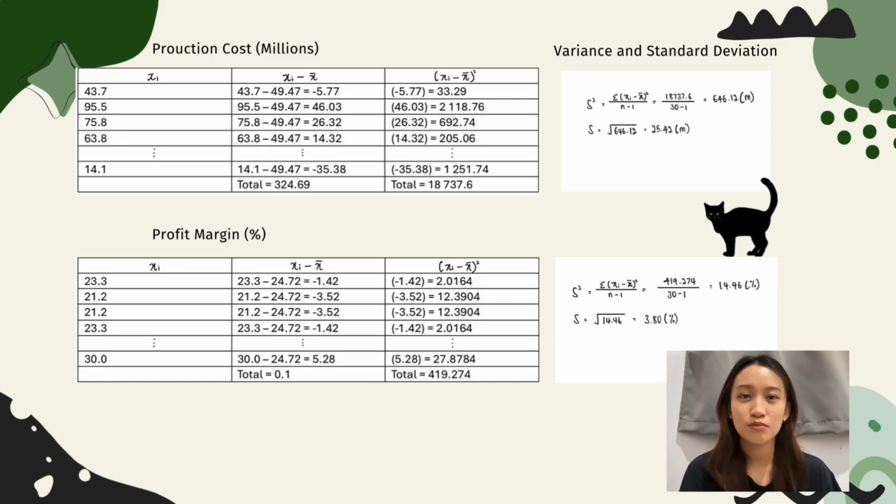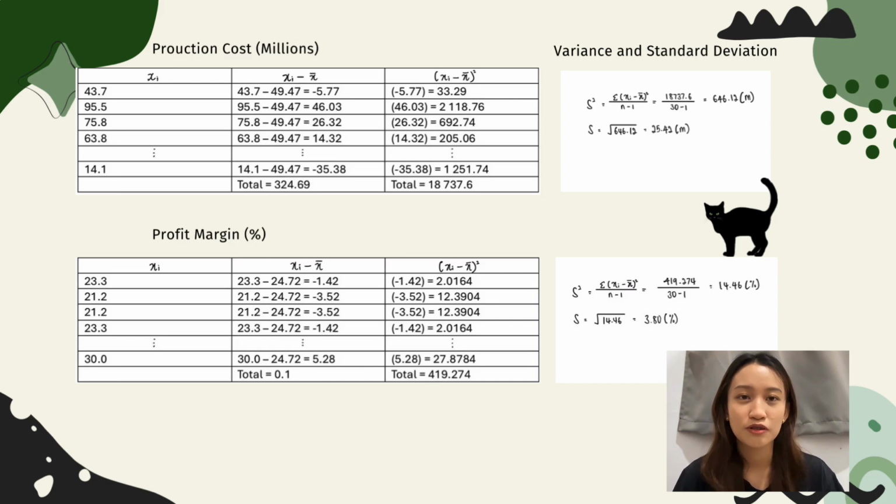I will explain the comparison between two important measures for 30 Malaysian manufacturing companies in September 2024. So let's see the data, where production costs are measured in millions of ringgit, while profit margin is shown as a percentage. The point is to see how much these two values differ and how consistent they are across the companies. From the calculation, the average production cost is 49.47 million and the average profit margin is 24.72%.